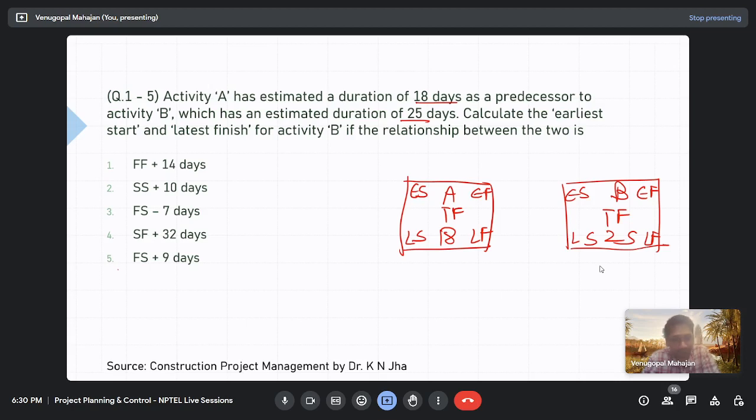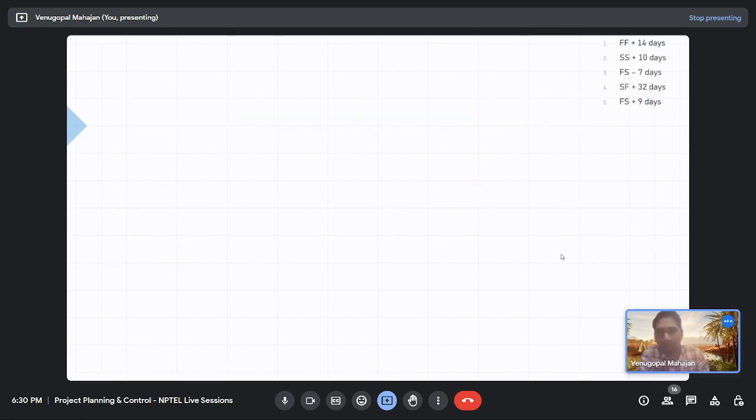Both are required. Both forward parts and backward parts are required. So we are worried about earliest start and latest finish, both forward pass and backward pass. Let me draw it again. A is 18 and B is 25, right?